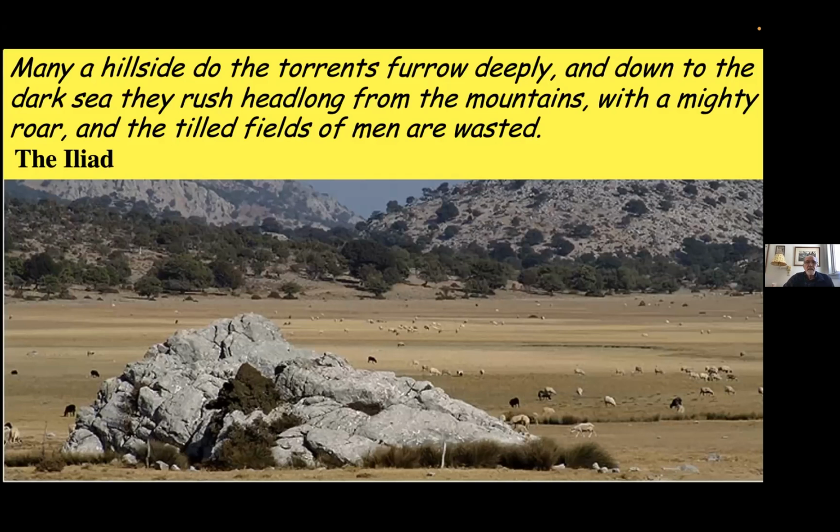This is from the Iliad. Many a hillside do the torrents flow deeply and down, down to the dark sea. They rush headlong from the mountains with a mighty roar, and the tilled fields of men are wasted. And there's a very interesting quote also from Plato, which is obviously hundreds of years later, but also talking about the problems with erosion and the problems with runoff and how the springs have dried up where some of their shrines were. And anyway, people became aware, and they dealt with it in different ways, which is a topic for a whole other discussion as well.